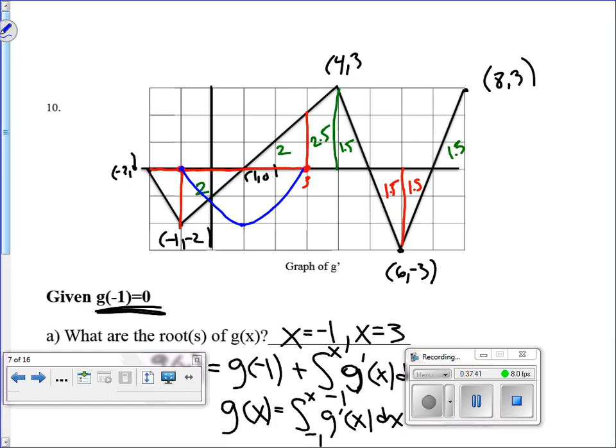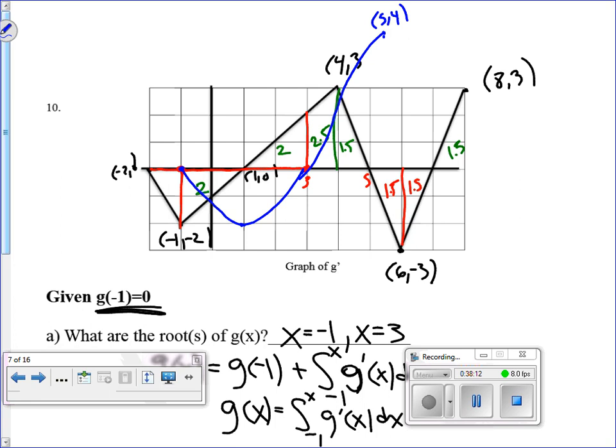But then between 3 and 5, the graph of my function is going to increase by 2.5. This is like a hard thing. And then it's going to keep increasing by another 1.5. So it's going to get all the way up to 4. I'm using the areas to figure out how much it increases by.